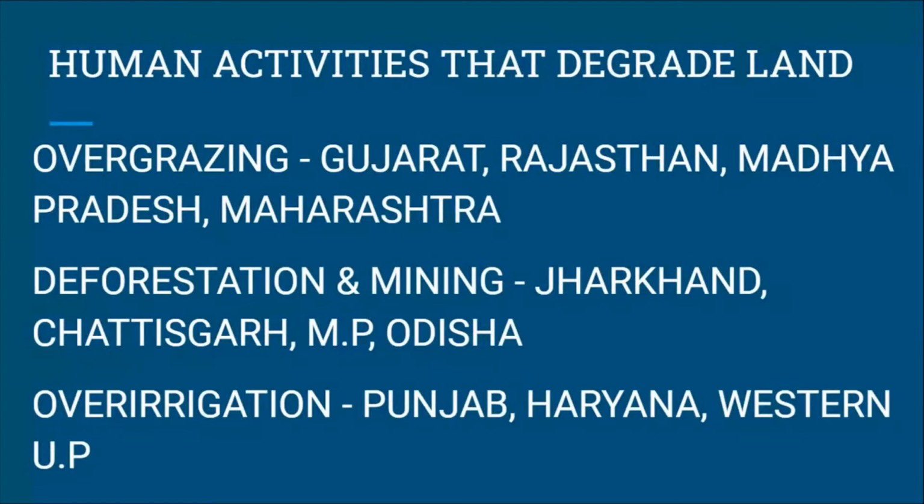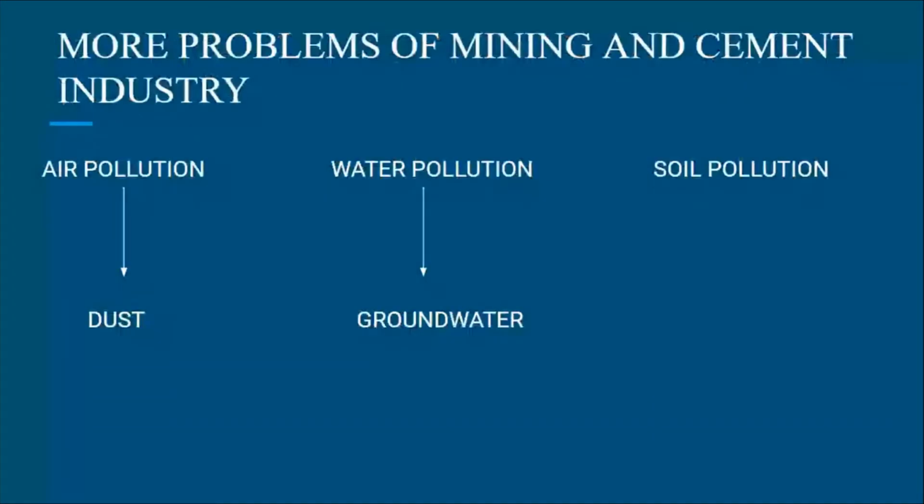Now, human activities that degrade land: overgrazing, deforestation and mining, over-irrigation. Overgrazing occurs in states like Gujarat, Rajasthan, Madhya Pradesh, Maharashtra. Deforestation and mining: Jharkhand, Chhattisgarh, Madhya Pradesh, Odisha. Over-irrigation: Punjab, Haryana, Western Uttar Pradesh. There are more problems of mining and cement industries.